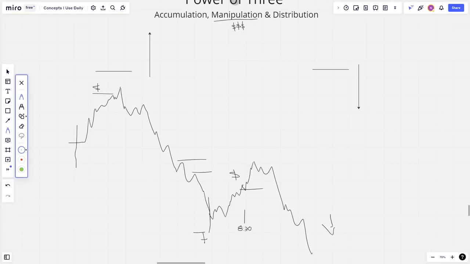That's the manipulation part. And the distribution part is really just the move in favor of the trend, in favor of price, of the algorithm direction, right? So if the manipulation was higher, theoretically, we could see lower prices later on. And the same thing with 8:30. Usually, we see both of these in sync, right?